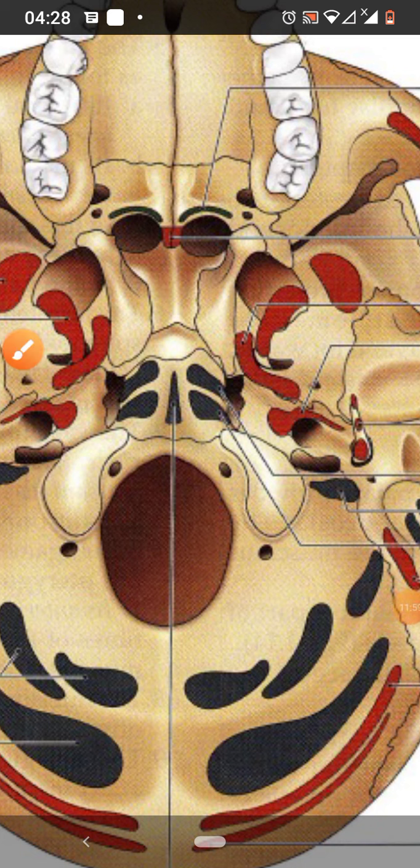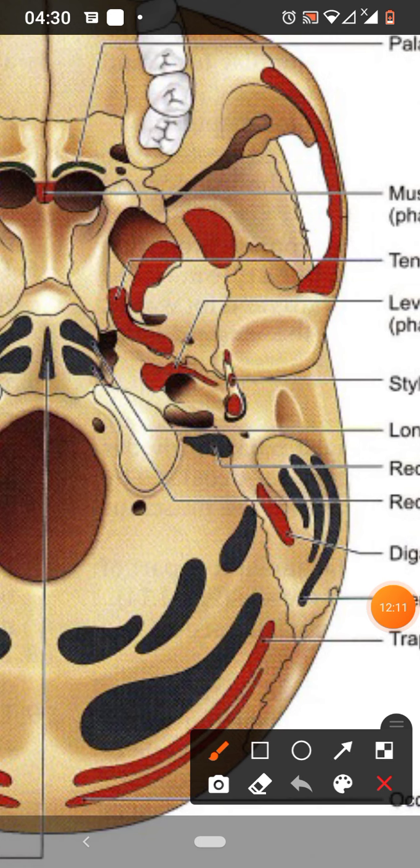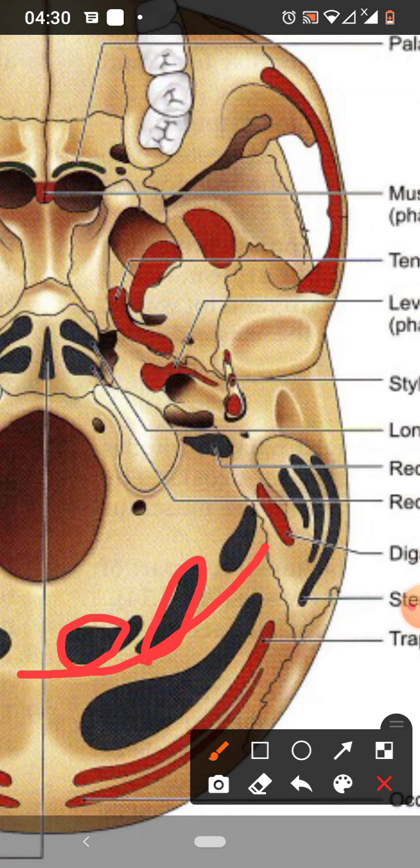Then the rectus capitis lateralis is attached on the jugular process of the occipital bone. You know that this is the jugular process. If you go backward, here is the inferior nuchal line. Below the inferior nuchal line you have the attachment of two muscles, one medial and one lateral. Medially the rectus capitis posterior minor is attached, and laterally the rectus capitis posterior major is attached. This one is the major and this one is the minor.